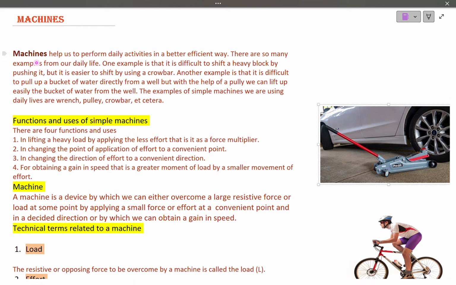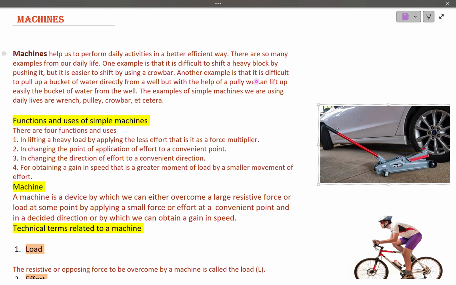First, let's see what machines are. Machines help us to perform daily activities in a better, efficient way. There are so many examples from our daily life. One example is that it is difficult to shift a heavy block by pushing it, but it is easier to shift by using a crowbar.